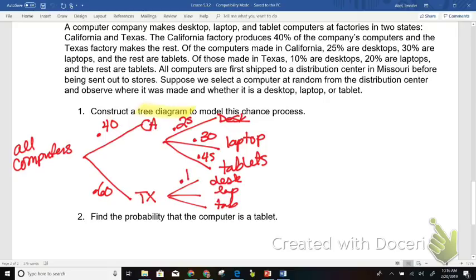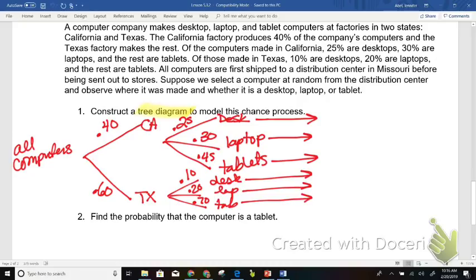With 10% being desktops, 20% being laptops, and the rest being tablets. So we've got 30% so far. That means there's 70% left over to be tablets. So just like we multiplied the different branches to get the probabilities of each of these outcomes, we're going to do the same thing here.